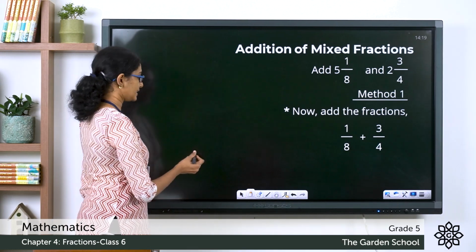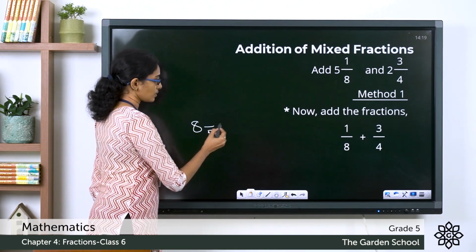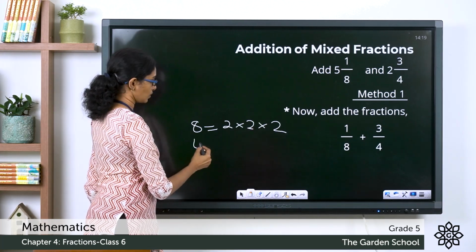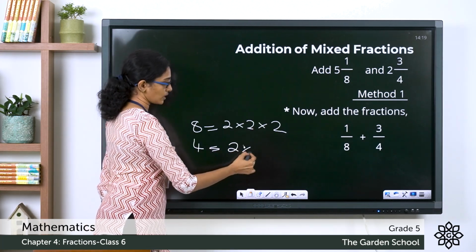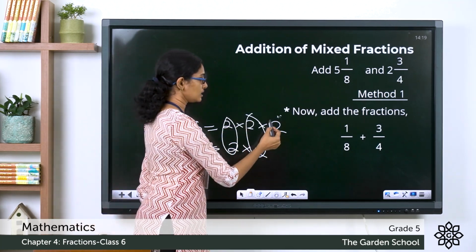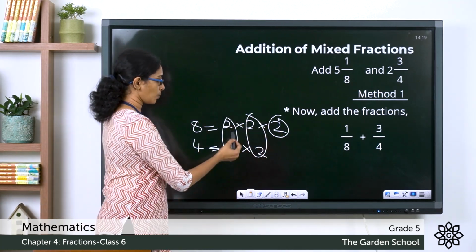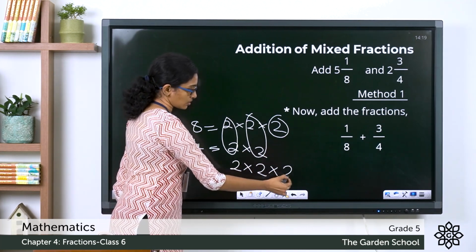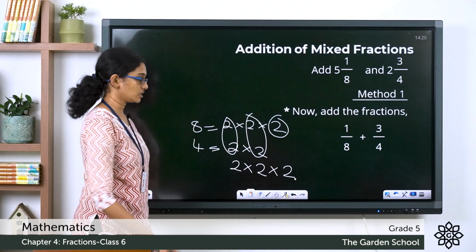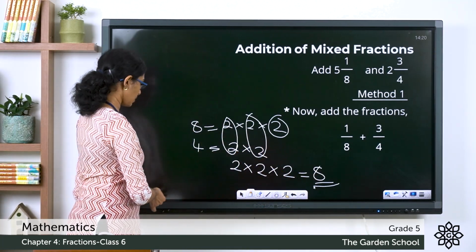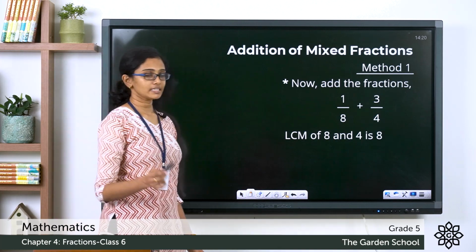What is the LCM of 8 and 4? We have 8 equal to 2 into 2 into 2, and 4 equal to 2 into 2. You take the common prime factors and the non-common prime factors: 1 two from here, 1 two from here, and the non-common prime factor. So that gives you what? It gives you 8. So the LCM of 8 and 4 is 8.